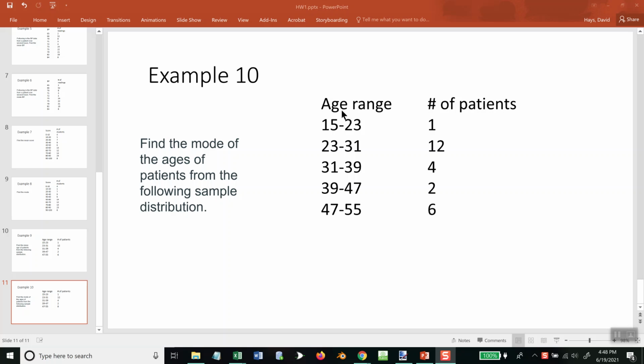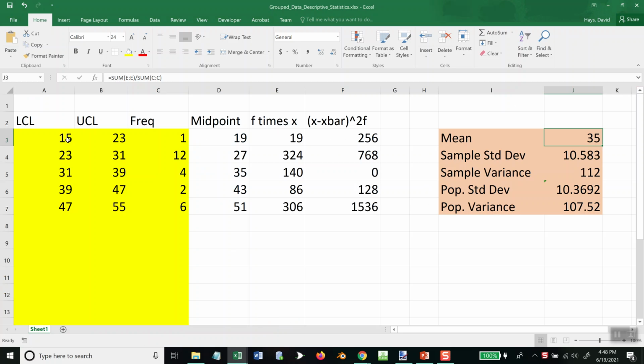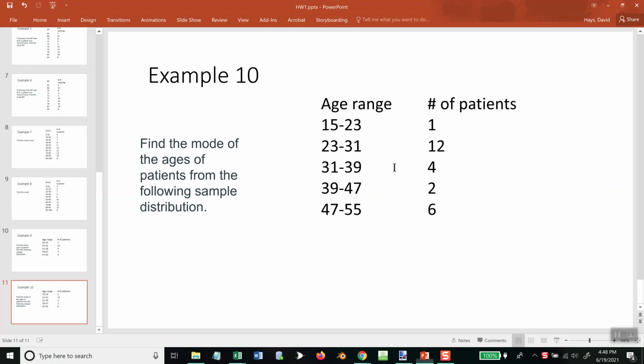Okay, number 10, we've got grouped data again, and then the number of patients. You can download the spreadsheet that I've created, and you input your lower class limits here, the smaller number in each range. For example, the first one is 15 to 23.